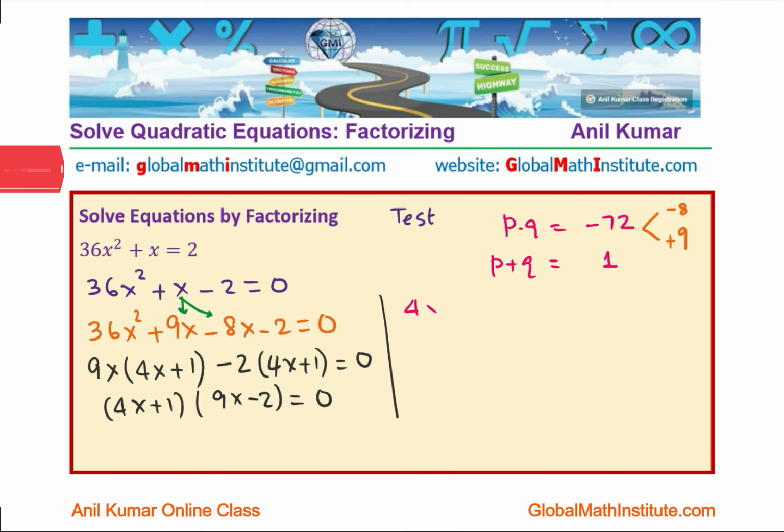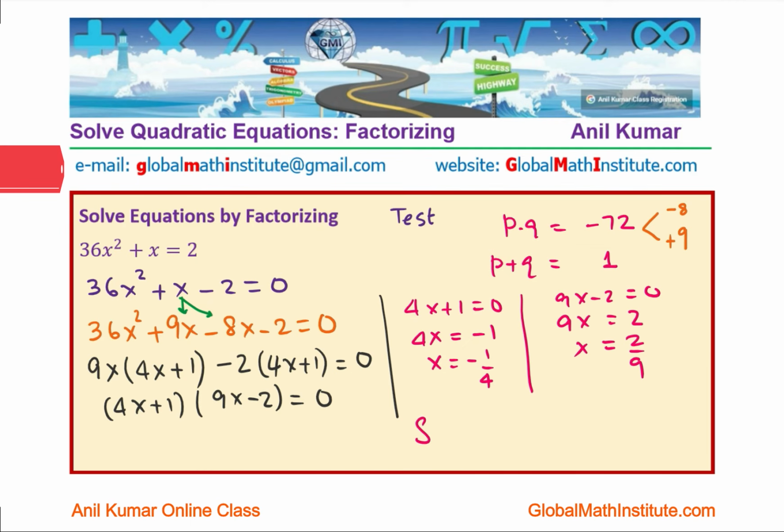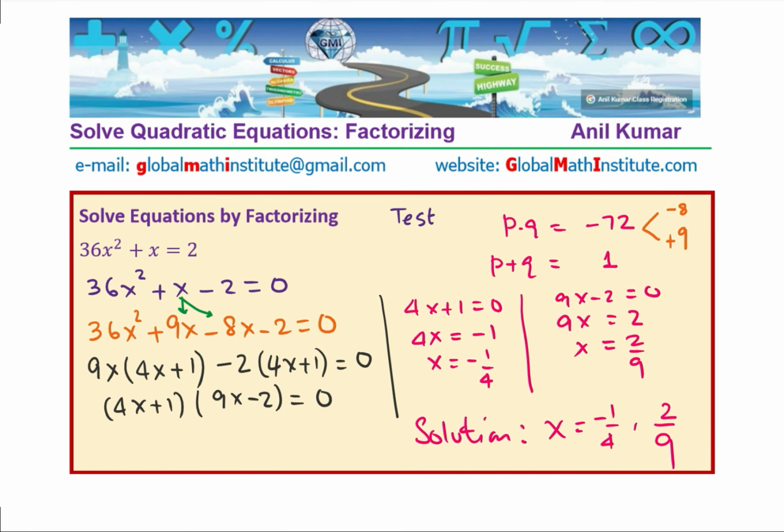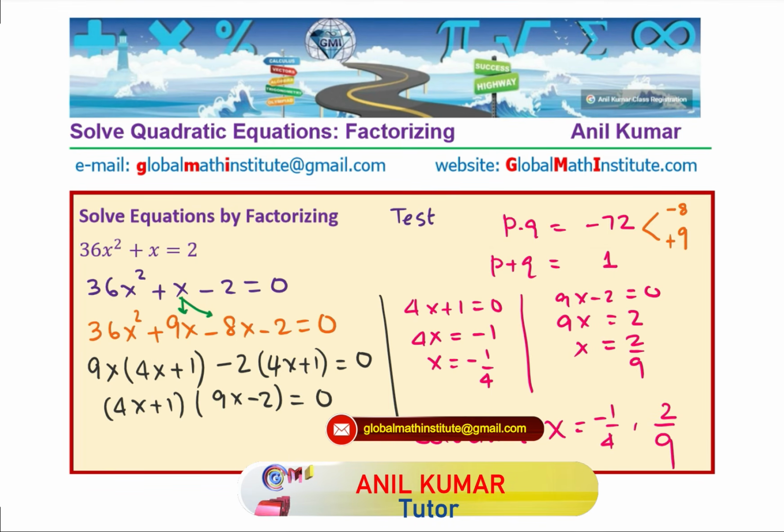When you write 4x plus 1 equals to 0, take 4x on the left side, minus 1 on the right. So x is minus 1 over 4. The other factor being 9x minus 2 equals to 0, taking 2 to the other side makes it positive, and then dividing by 9 gives you the solution. So the solution here is what? The x-intercepts, the real solution is x equals to minus 1 by 4 and 2 by 9. Make sense? So that is how we do this exercise on solving quadratic equations using factorizing.